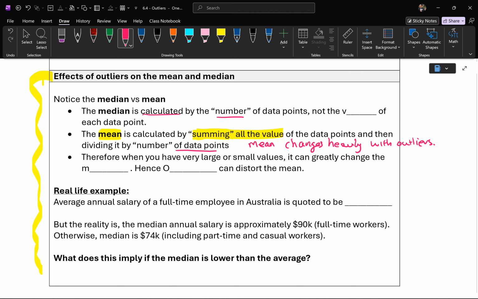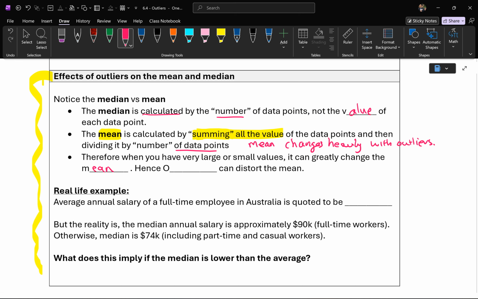So here, number of data points, not the, what's this? It's calculated by the number of data points, not the value of each data point. Okay, so therefore, when you have very large or small values, it can greatly change the mean.